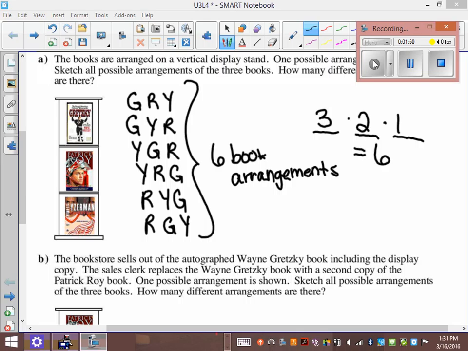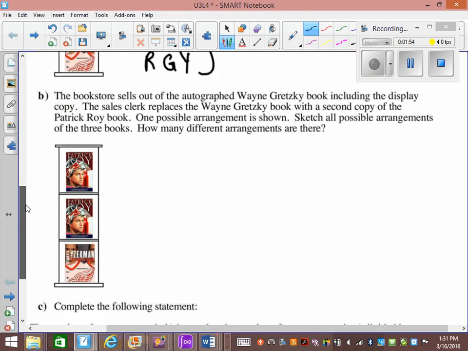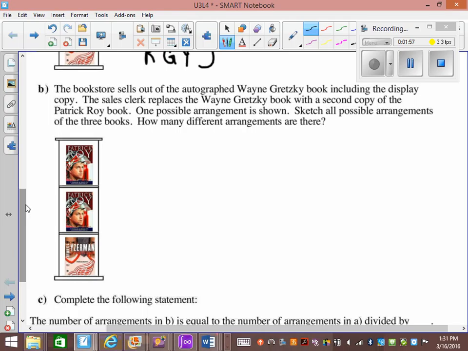So same thing. However, next question. The store sells out the autographed Wayne Gretzky book, including the display copy, so there's none left in the store. The sales clerk replaces the Wayne Gretzky book with a second copy of the Patrick Waugh book. One possible arrangement is shown. So Waugh, Waugh, and Yzerman.